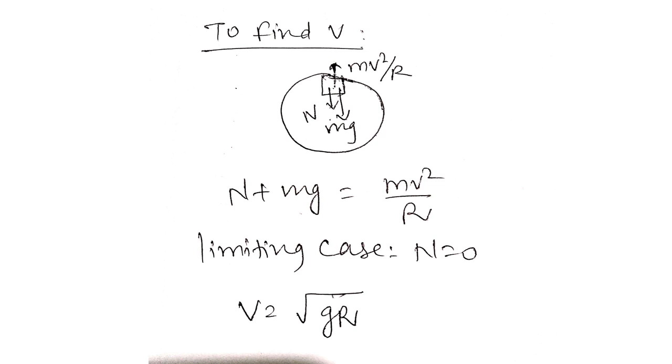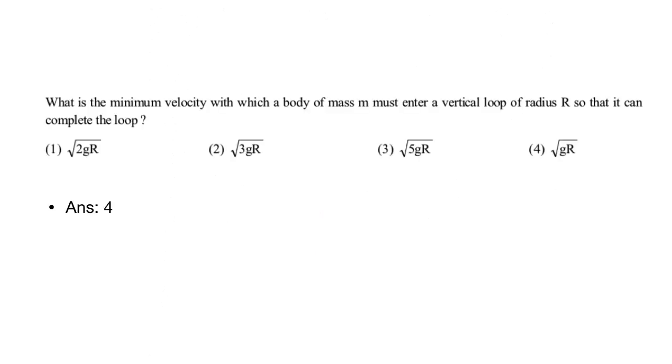What is meant by limiting case? Limiting case means the situation where the block tends to fall, and that is when the normal reaction between the loop and the body is zero. So that is why I am making N equal to 0. Now calculating, we will get v equal to under root gr, and this will be our required answer. So our answer will be option number 4, under root gr.